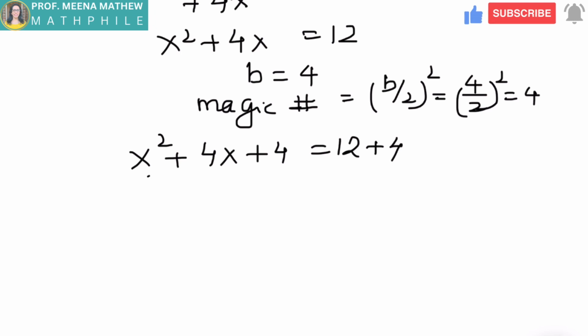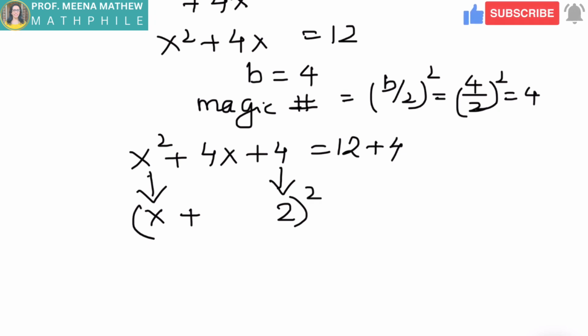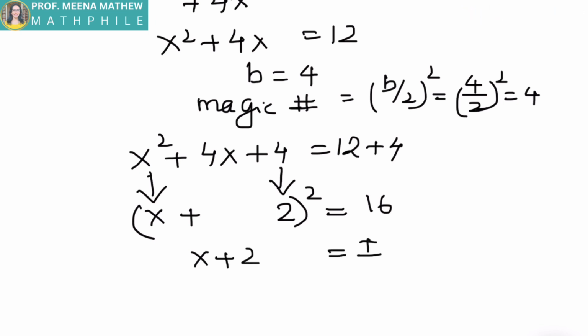Here we have a perfect square on the left side. Take the square root both sides. x, and then here it is 2, and then the sign is positive. So if you expand this (x plus 2) the whole square, you will get back x square plus 4x plus 4. That is a perfect square. 16. Take the square root both sides, that is x plus 2 equals positive or negative 4.